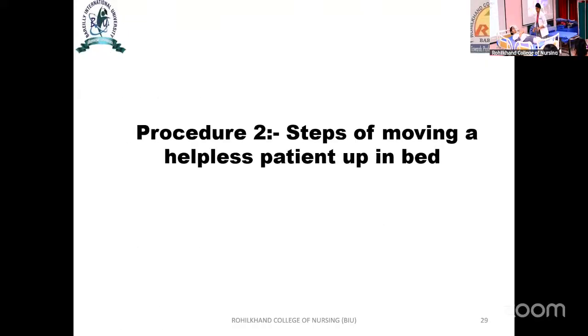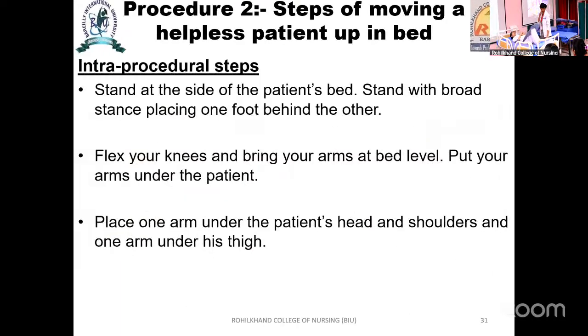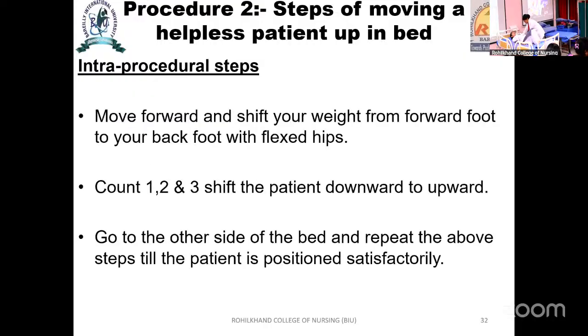Procedure number 2. Steps of moving a helpless patient up in bed. Intra-procedural step. Stand at the side of the patient's bed, stand with a broad stance, placing one foot behind the other. Flex your knees, bringing your arm to the bed level, and put your arm under the patient. Place one arm under the patient's head and shoulder and one arm under his thigh. Move forward and shift your weight from forward foot to your back foot with flexed hip.